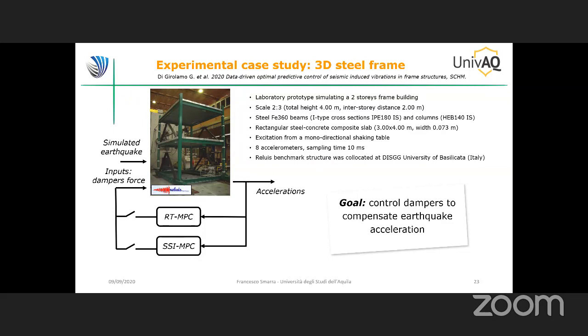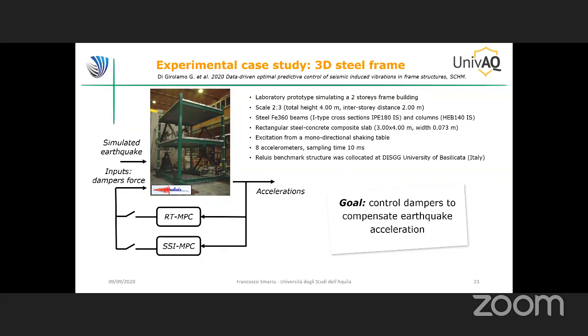The structure was equipped with 8 accelerometers with a sampling time of 10 milliseconds and was excited by a simulated earthquake. The structure was equipped also with dampers, so our goal was to control the dampers to compensate the earthquake acceleration. So given the measurements from the accelerometers, we created a regression tree-based model and set up an MPC problem to control the damper force.